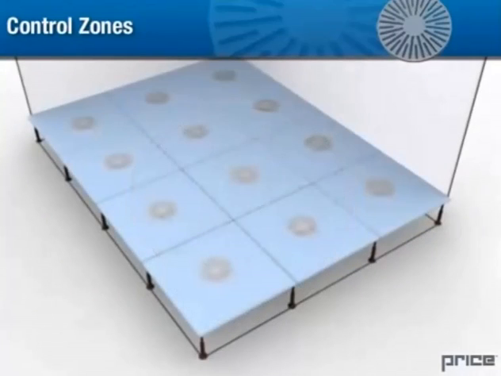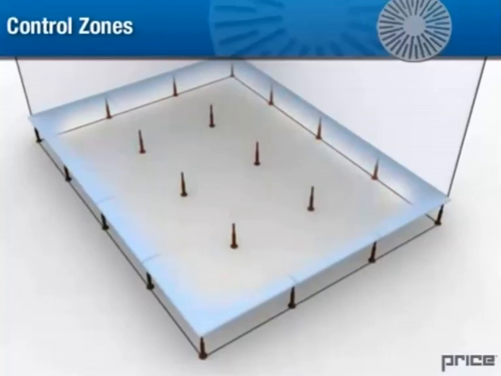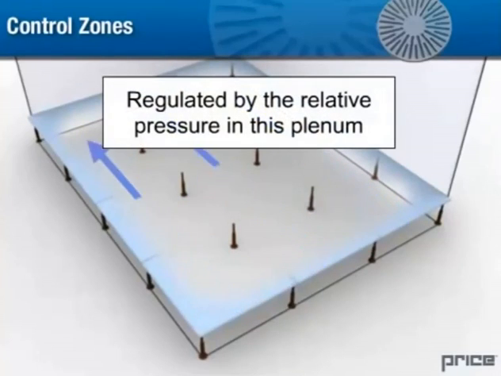In this application, the entire plenum space is treated as one zone, and under fluctuating loads, the amount of air delivered to the space is regulated by the relative pressure in the plenum, modulated by a single control point. This method is preferred for most applications as it is the most economical. It is important to ensure that the large zones maintain similar loads throughout to reduce discomfort.